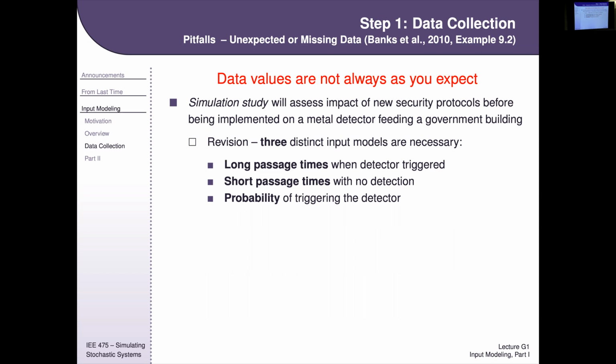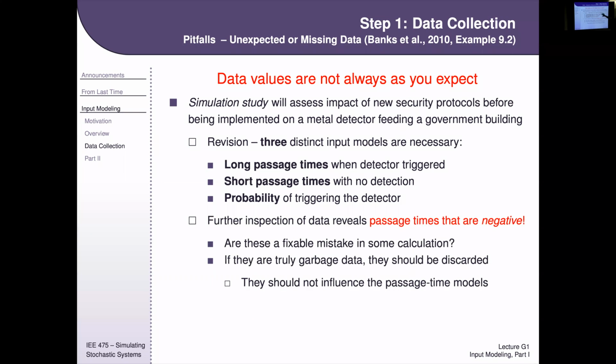All right, so now that I've solved the bimodality problem, I now can deal with that in my data. I look at my data and I see that passage times are negative. Some of them are negative. And that doesn't make any sense at all, because passage times should never be able to be negative.